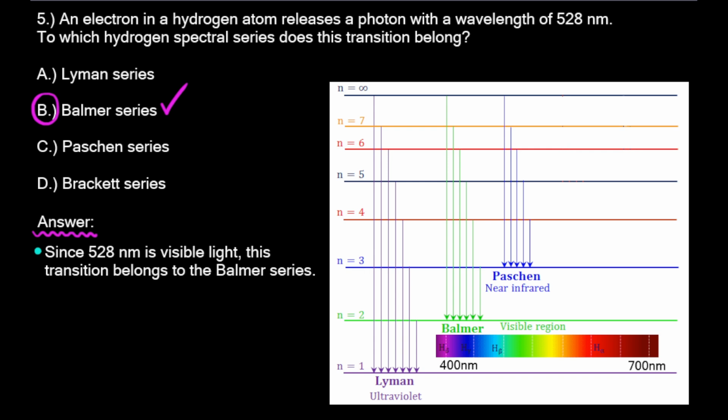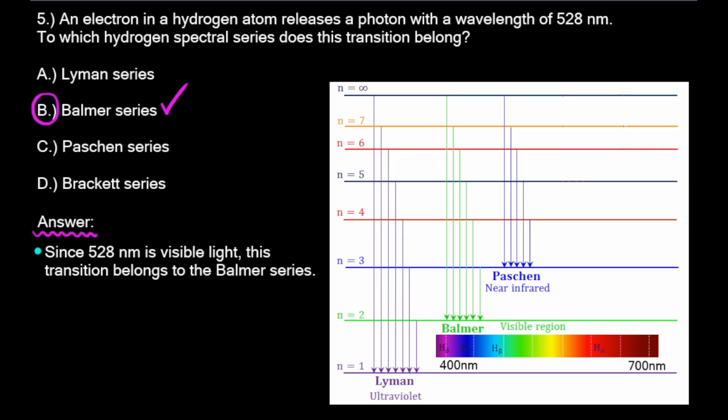Now, 528 nanometers is in the visible light range. But why? Because remember, we said red light has a wavelength of about 700 nanometers and violet light has a wavelength of about 400 nanometers. Here, 528 falls right in between 400 and 700 nanometers.